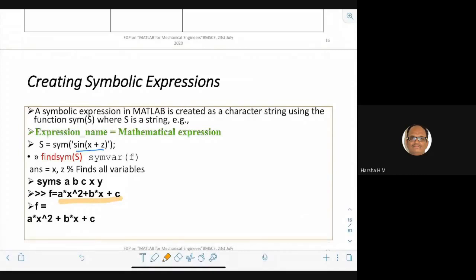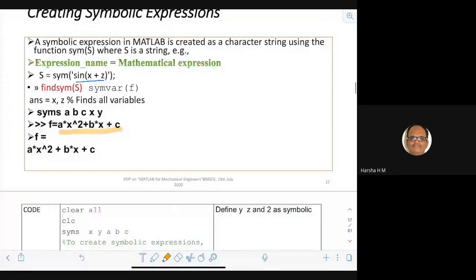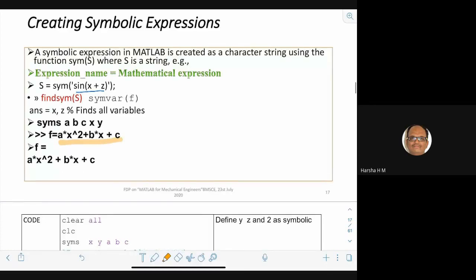Also, one more thing: if you look at this part, here he has defined, you can define all these variables. The expression is syms a, b, x, y, and then it is better to define f is equal to a x square plus b x plus c, and you'll get the output of this. And I told you, if by chance you have not defined any of this content, then it is not possible for you to differentiate.